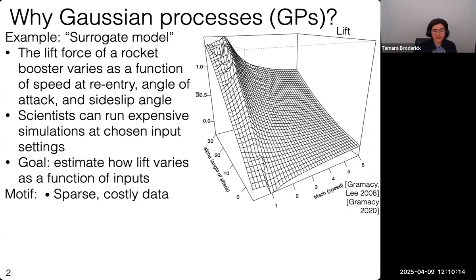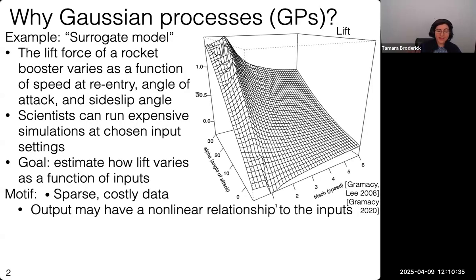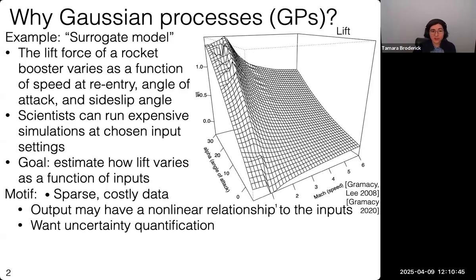Okay, so we're seeing this motif again. I have this very sparse data, sparse in this case just because it's so expensive to gather. In this case, expensive in time as well as computing resources. It's not necessarily on a grid. We could, in this case, maybe choose to have some grid observations, but we don't have to. The output definitely can have a nonlinear relationship to the inputs and no particular polynomial relationship either. And we want uncertainty quantification. We know what are the areas where we don't know what's going on, and we'd like to be able to say more about it.